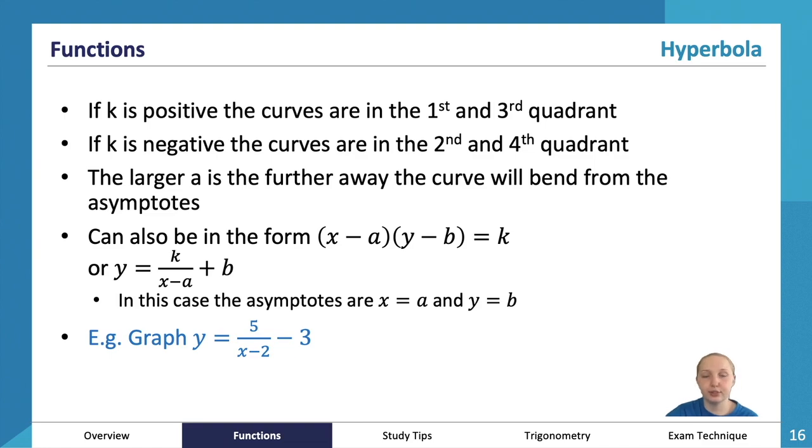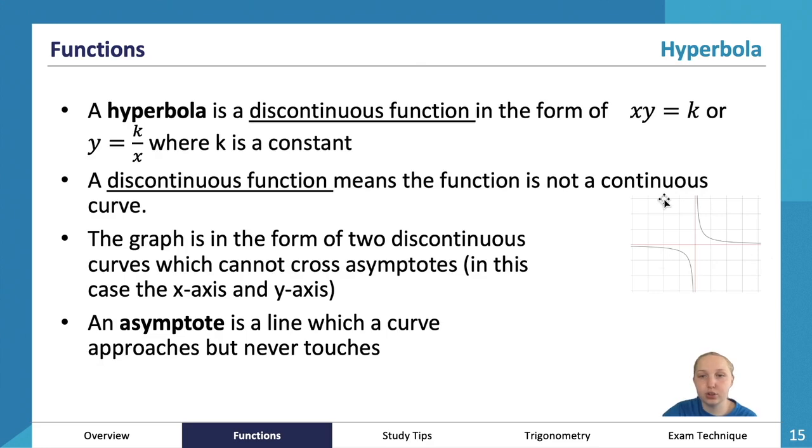Looking at some more specifics of our hyperbolas, if your k is positive, then your curve is going to exist in the first and the third quadrant. I'll show you guys this example graph here again. Remember, whenever you do maths, your quadrants are labeled 1, 2, 3, and 4. They start in the top right and go anti-clockwise. This will come back when we look at trig.